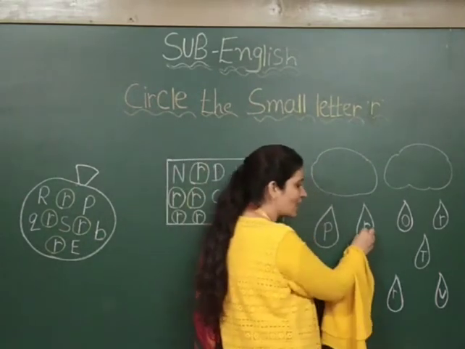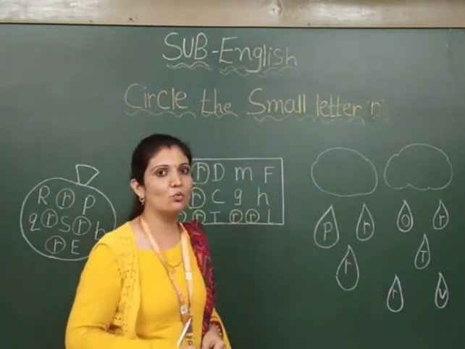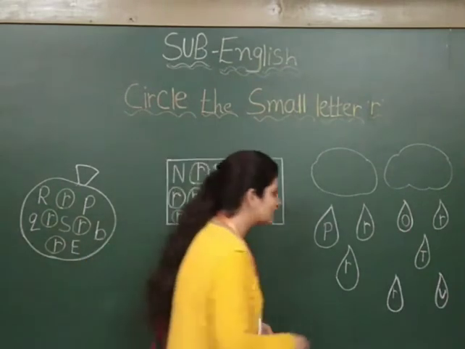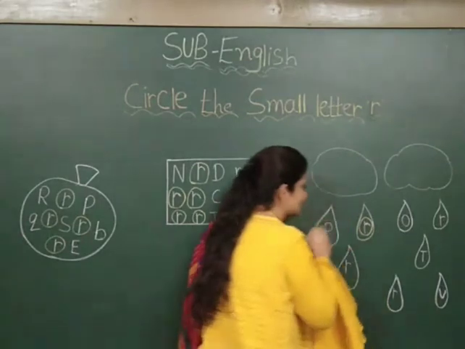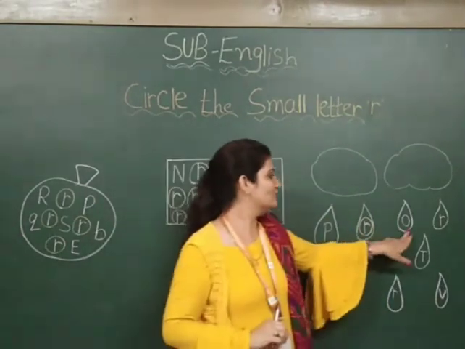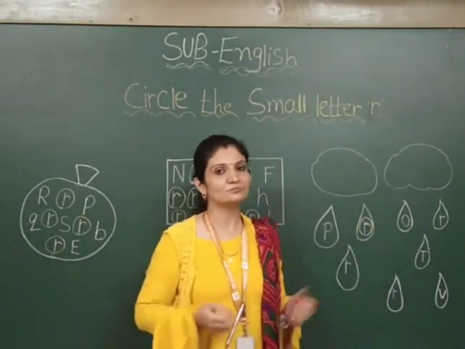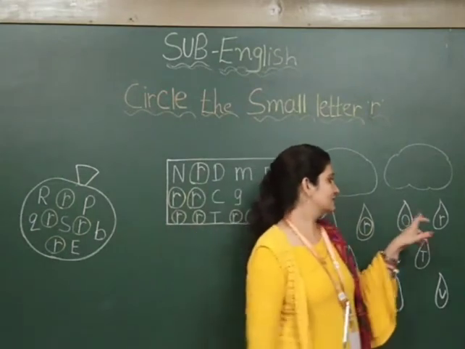Is this small letter R? Yes. So what we have to do? Circle. Then do. Yes. Now which letter is this? O. We don't want to circle it.